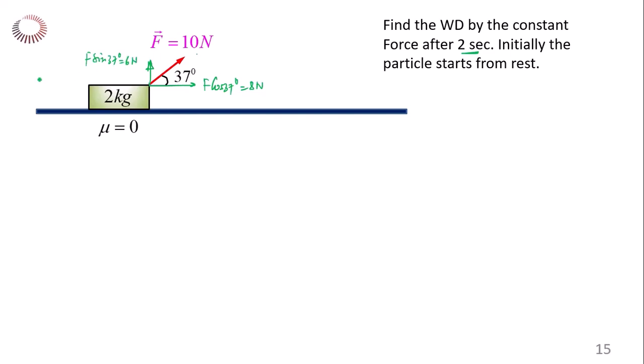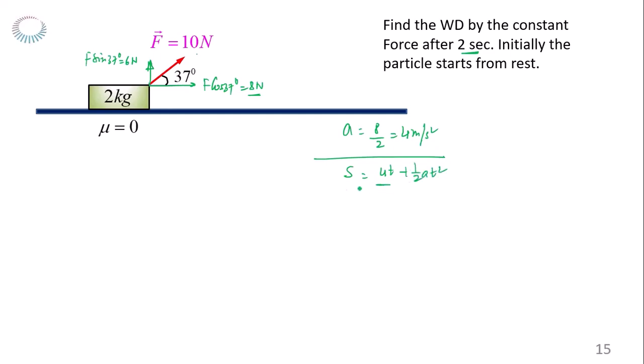So corresponding to the 8 Newton, the particle has got some acceleration. So what is the acceleration? Acceleration equals 8 by 2, that is 4 meter per second square. Because of this acceleration, the particle has been displaced. Now what is the displacement? S can be equal to ut plus half at square.